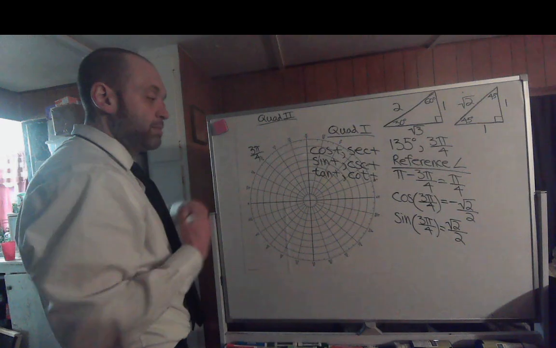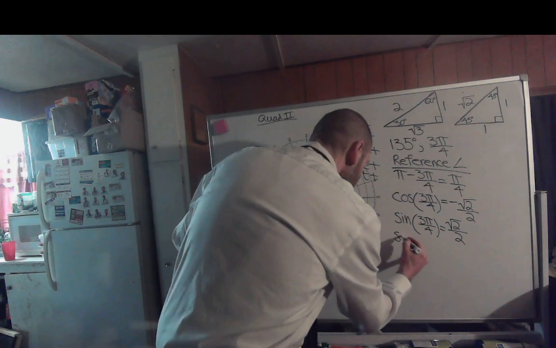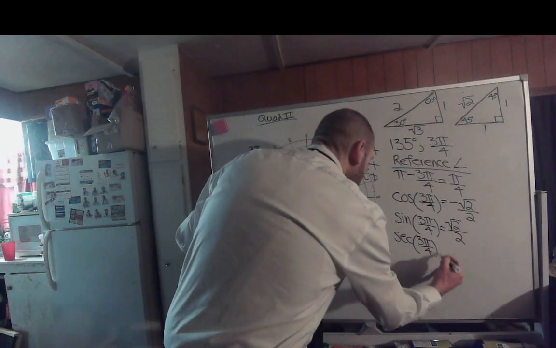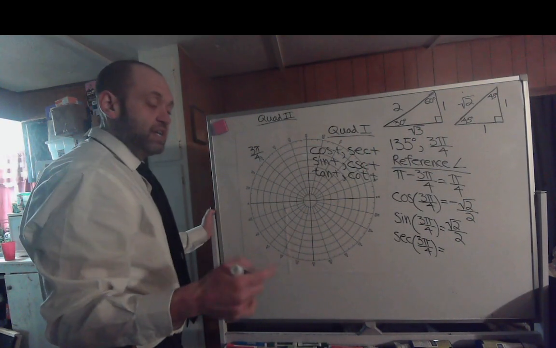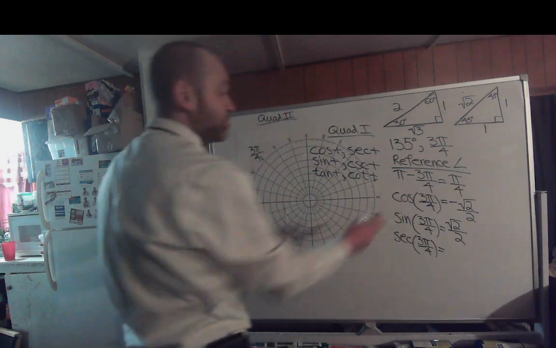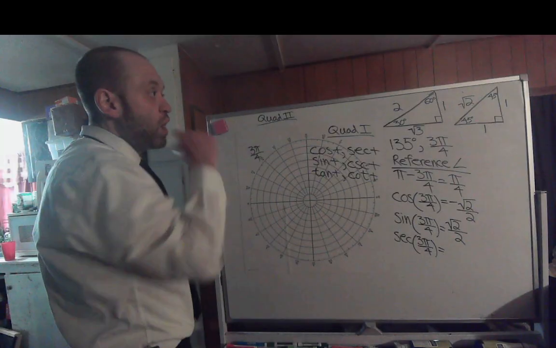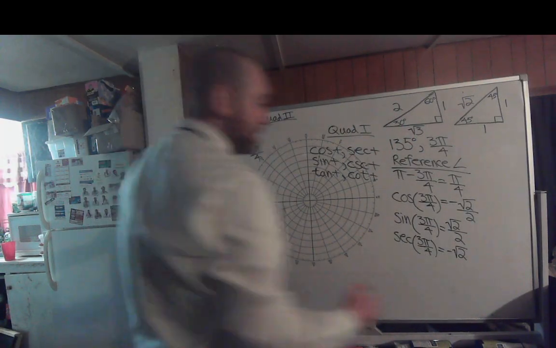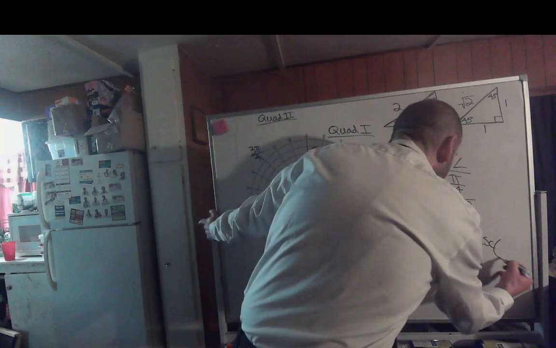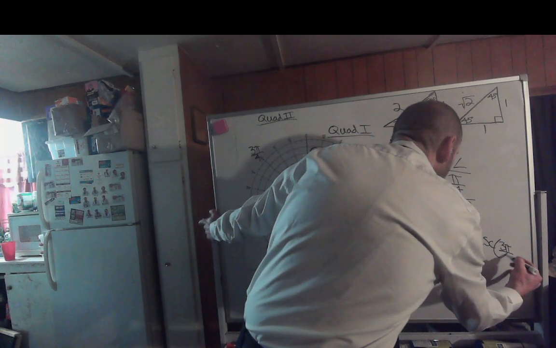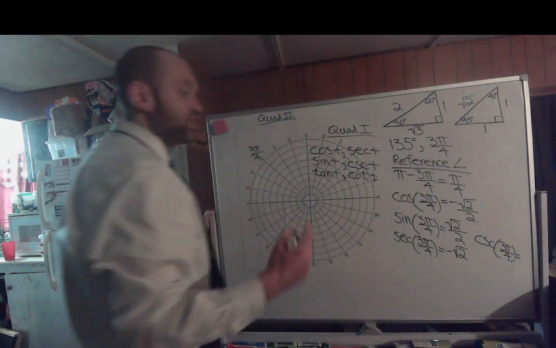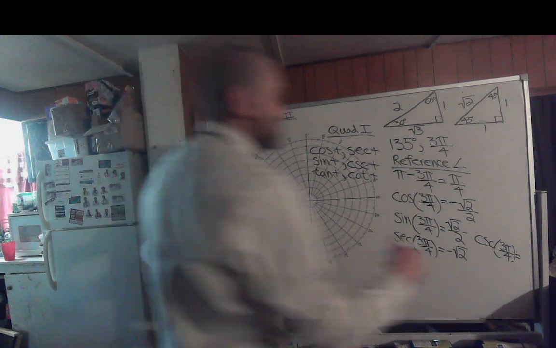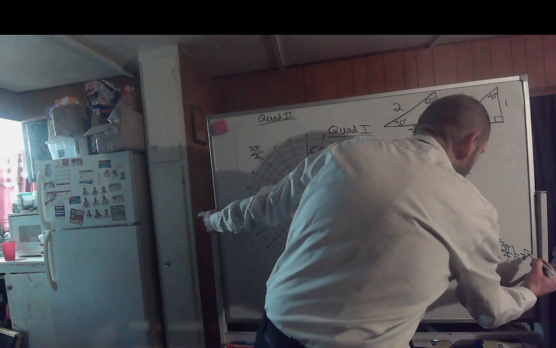All right, now what about your secant of 3 pi over 4? Well, 1 divided by a negative is a negative, right? Because secant's the reciprocal of your cosine. So that's just going to be negative of the square root of 2. Now what about your cosecant of 3 pi over 4? Well, the cosecant's the reciprocal of the sine. If the sine is positive, you'll get a positive value for your cosecant. So that's going to end up being positive square root of 2.